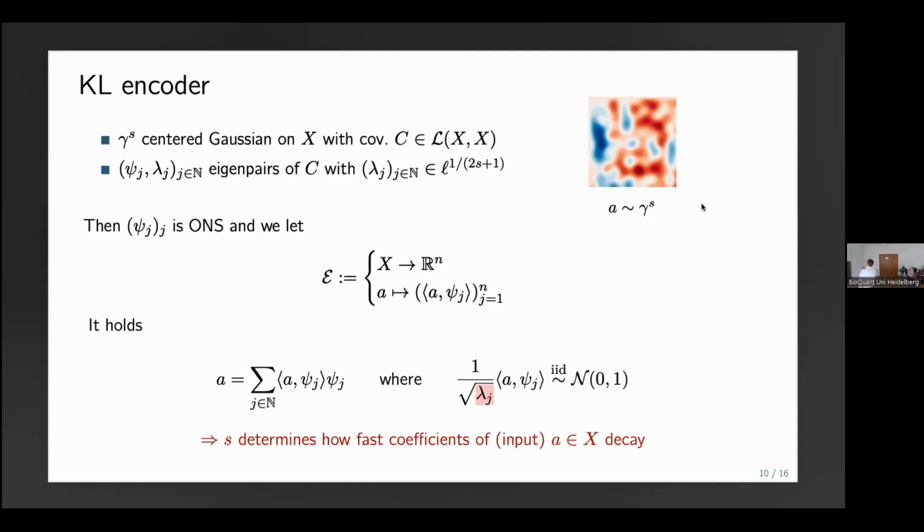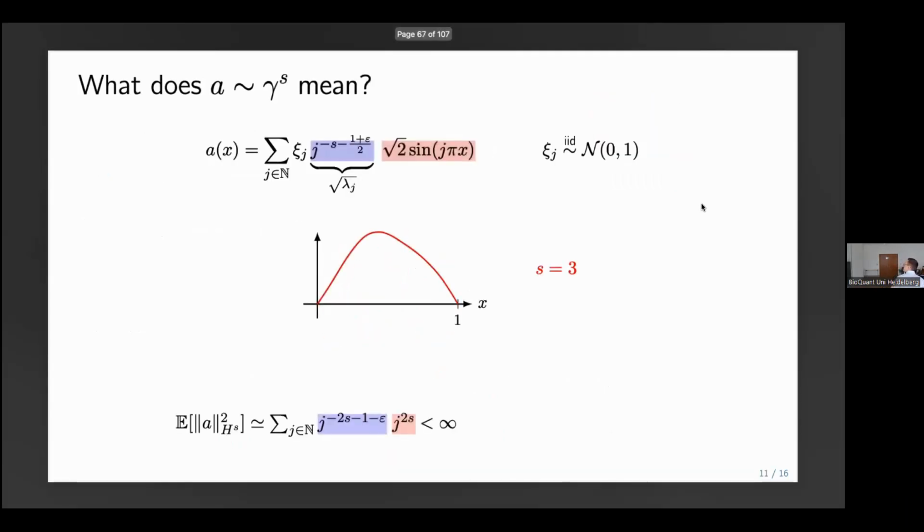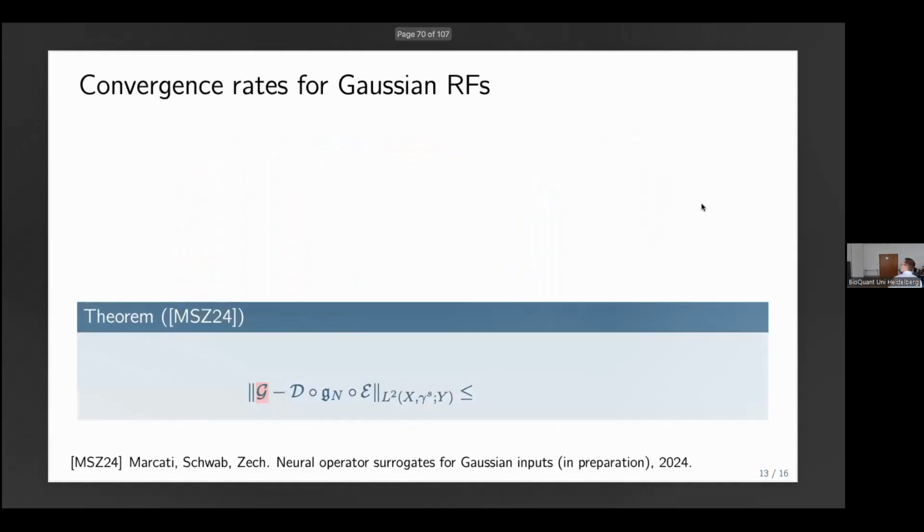If I take the lambda_j to the other side, I see that the coefficient has mean 0 and variance lambda_j. And since the lambda_j go to 0, this tells me that the coefficients become more and more concentrated around 0. In this sense, S, which tells me how fast the lambda_j go to 0, still tells me how fast the coefficients of the input decay, but now in a probabilistic sense, because since these are Gaussians, with small probability they can still be very high. But it's a similar condition as before. So let me skip over this slide and just come to my result.